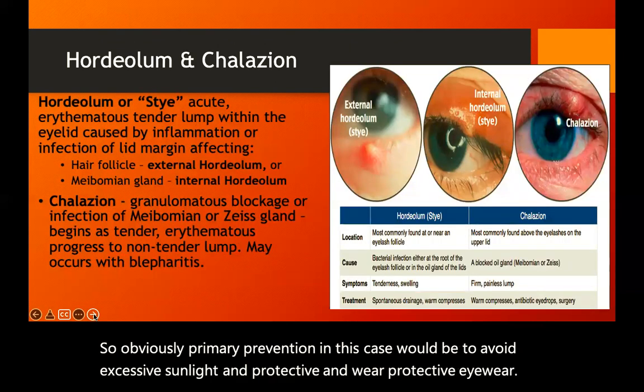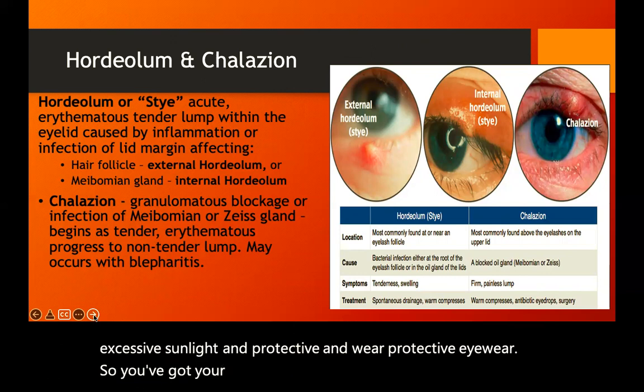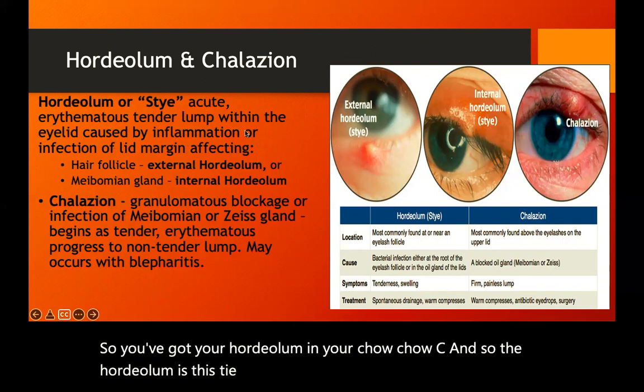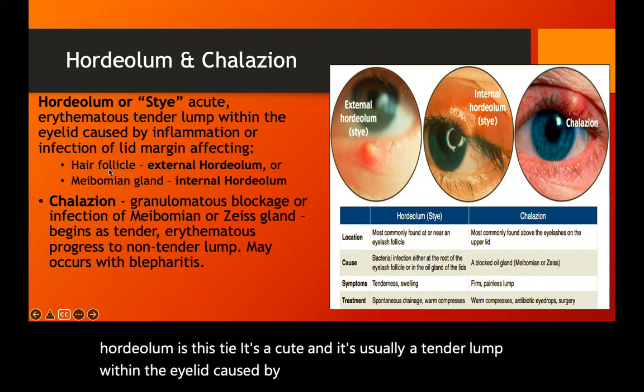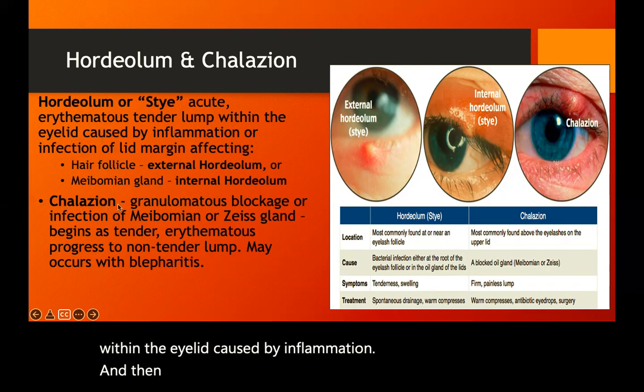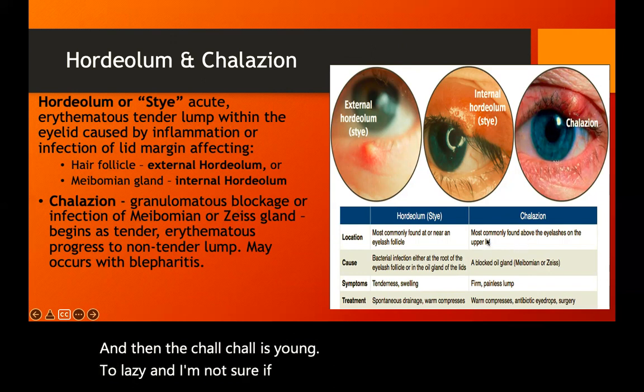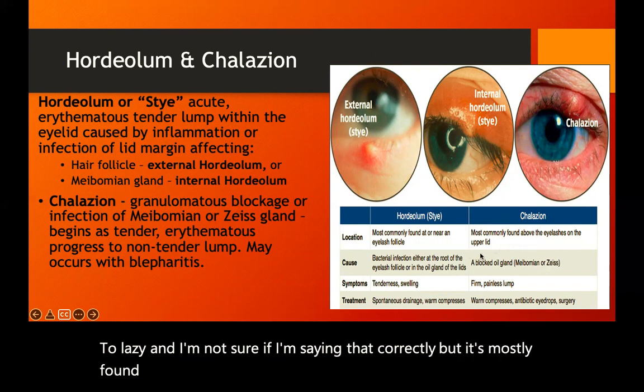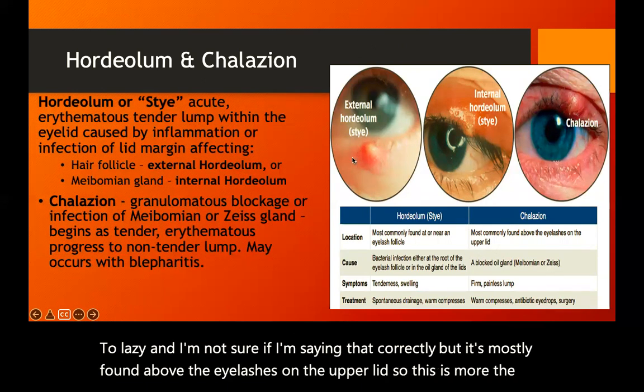Okay, so you've got your hordeolum and your chalazion. So the hordeolum is the stye, it's acute, and it's usually a tender lump within the eyelid caused by inflammation. And then the chalazion, I'm not sure if I'm saying that correctly, but it's mostly found above the eyelashes on the upper lid. So this is more the chalazion, this is more the stye or the hordeolum.